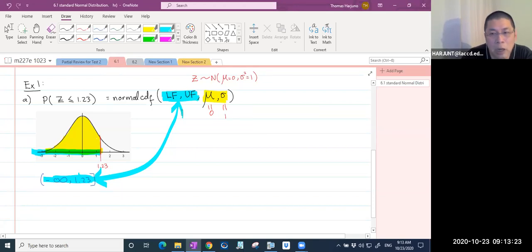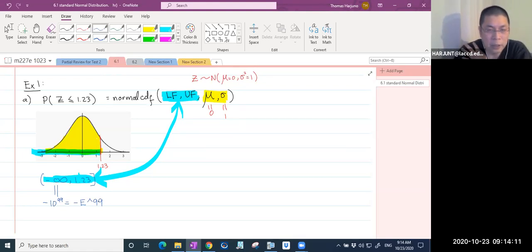Now the problem is on our calculator we do not have negative infinity. You will also see later on we don't have infinity either. So instead of using negative infinity in our calculator, we will use a very big number in its place, negative 10 to the 99, which on our calculator is negative E99. Therefore infinity will be 10 to the 99, or on our calculator it will be E99.